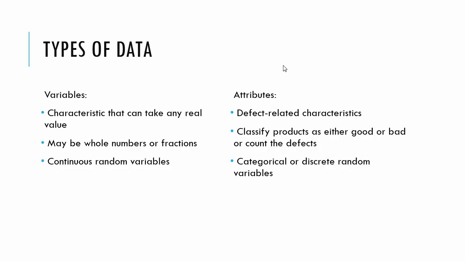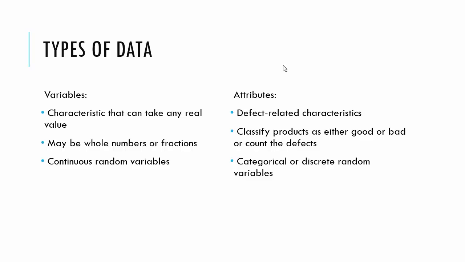As we begin to collect measurement data on our process that we are seeking to control, we must be aware that the outcome data can fall into two different categories: variables versus attributes. Variables are data that can take any real value. That is, they can be fractions or decimals or even whole numbers. These are continuous random variables. Attributes, on the other hand, are categorical or discrete random variables.